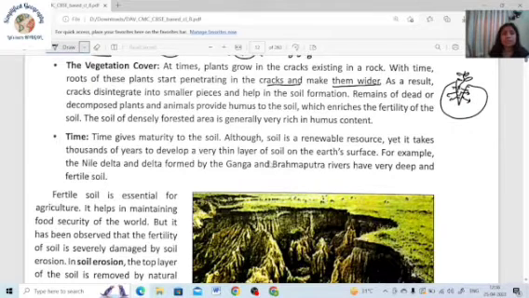As a result, the crack disintegrates into smaller pieces. The rocks will come out and will eventually be broken into pieces.